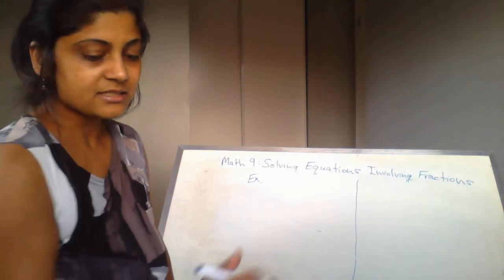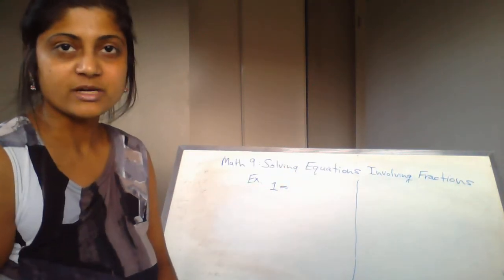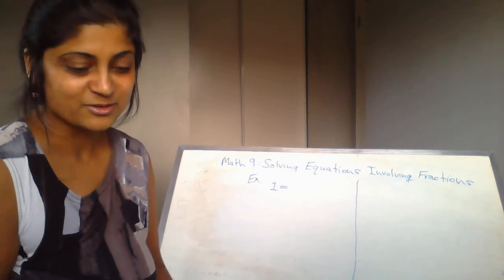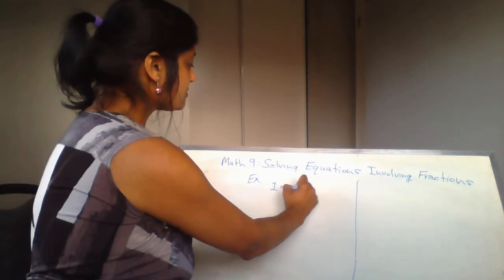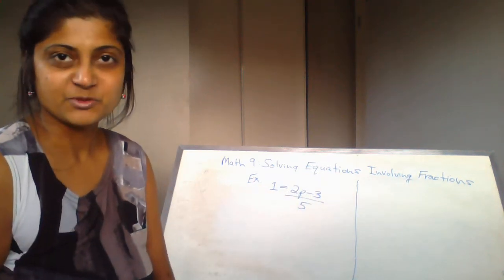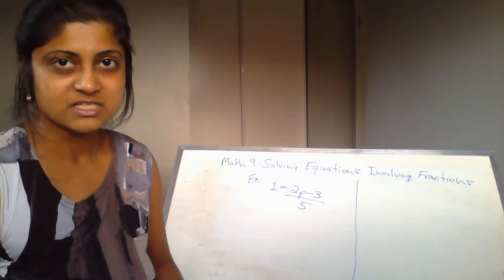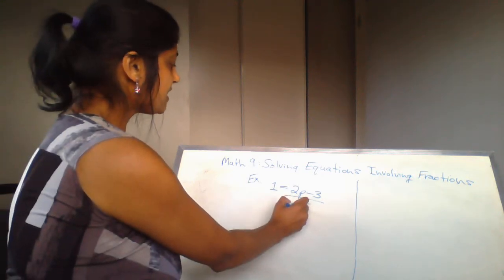Okay, and let's try this one. So this is pretty simple. And again, it's just to make sure everyone understands the concept, okay? So 1 equals 2p minus 3 divided by 5, okay? And I can see I only have a fraction on one side of this equation. The 5 is divided on one side.